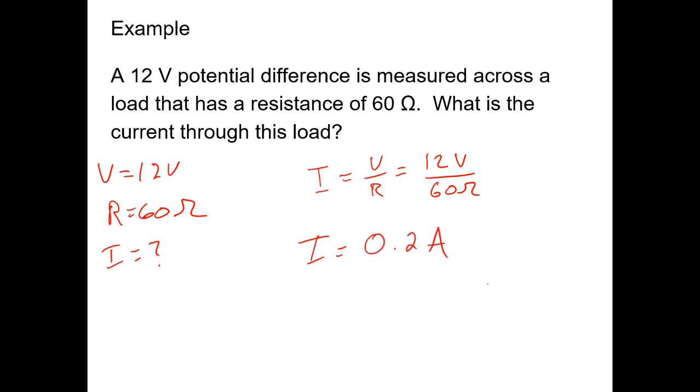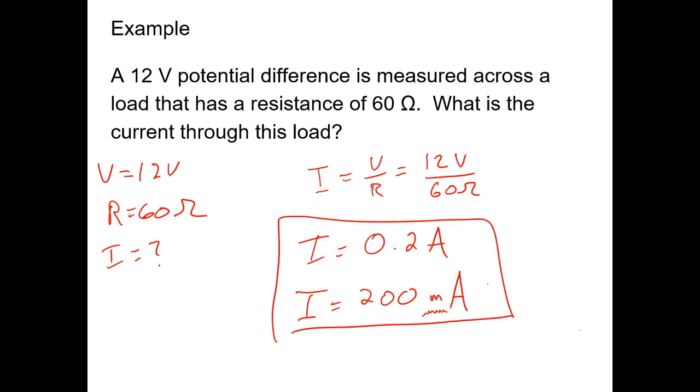0.2 amps. Okay, and for 0.2 amps, I'm going to switch this to a prefix that we've seen before with millimeters, and that's just 200 milliamps. I mentioned this because we'll see this in other questions. Either milli or kilo are common prefixes that we use to talk about values in electricity. So 0.2 amps is the same as 200 milliamps. That's how much current would be going through this load.